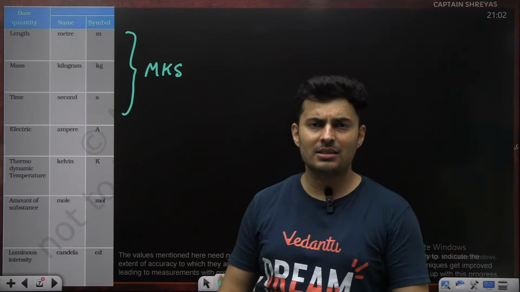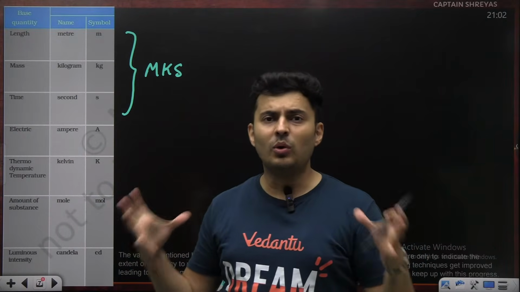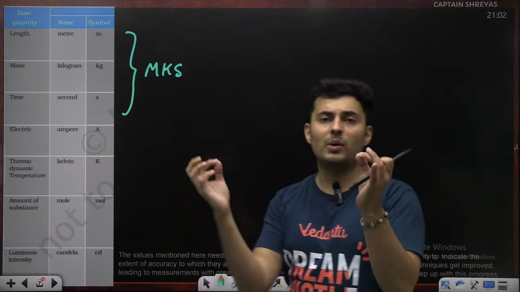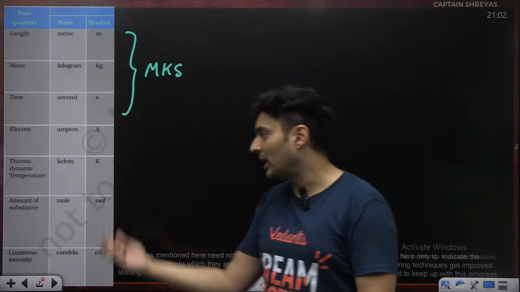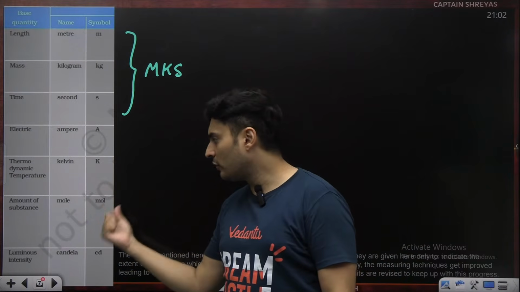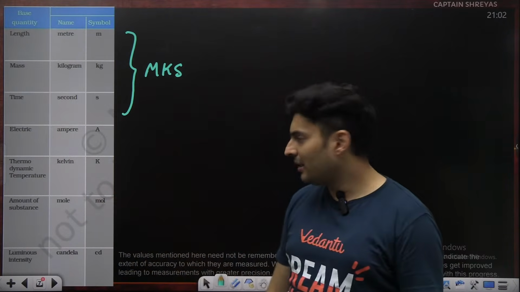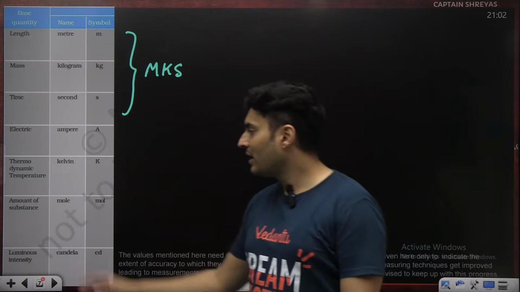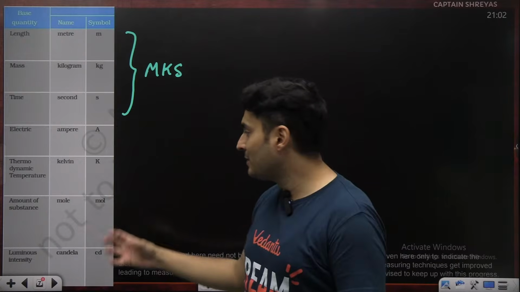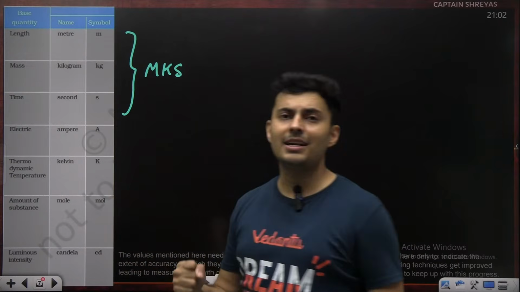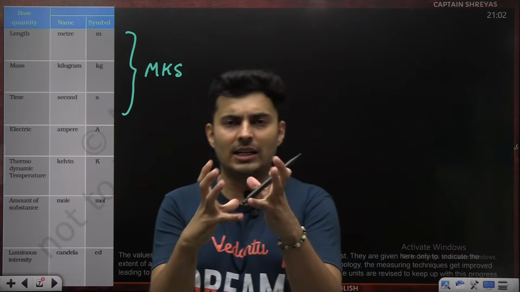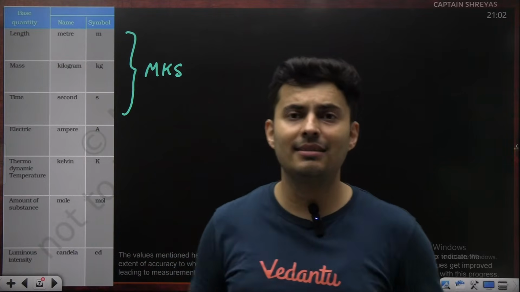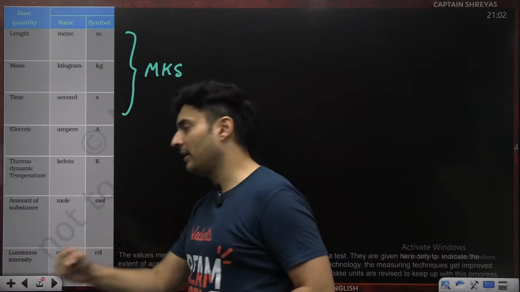Amount of a substance is measured in mole. 1 mole has 6.02 into 10 to the power 23 atoms, or number of things. So that is a mole. The short form abbreviation is mol. You will learn that in the mole concept or basics of chemistry. Luminous intensity is measured in candela, which is cd. How intense is that light? That light property of how intense it is, is measured in candela.